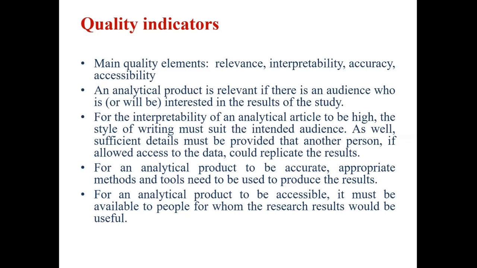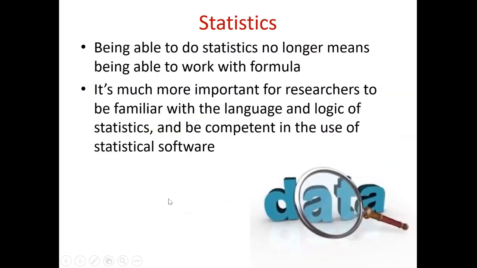For the interpretability of an analytical article to be high, the style of writing must suit the intended audience. As well, sufficient details must be provided so that another person, if allowed access to the data, could replicate the results. For an analytical product to be accurate, appropriate methods and tools need to be used to produce the results. Appropriate methods and tools, here it is a very important point. For an analytical product to be accessible, it must be available to people for whom the research results would be useful. So let us go to the next point. These are the quality indicators.